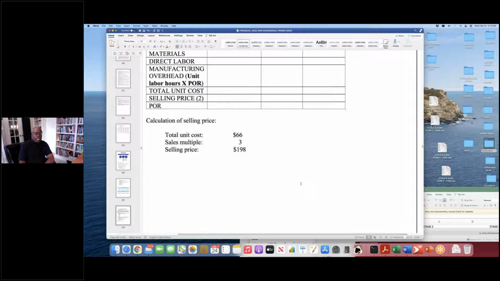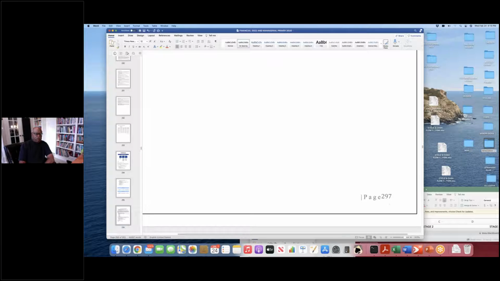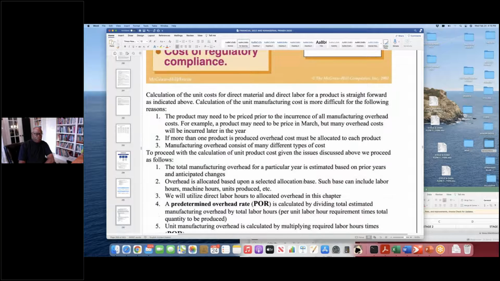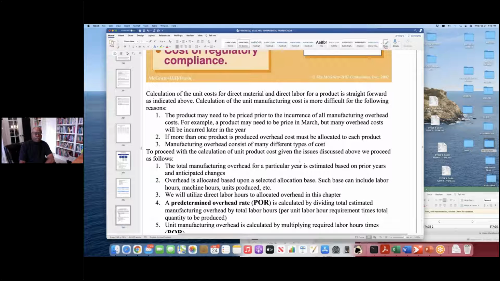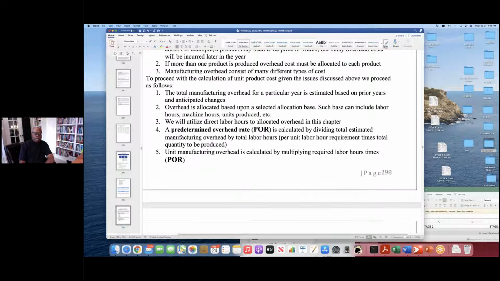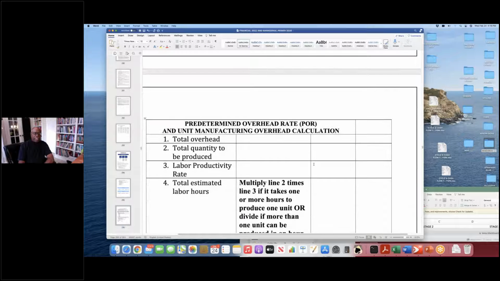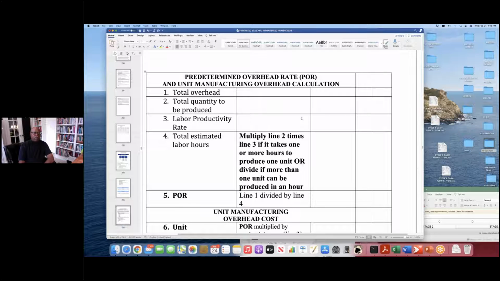And so we had these, and we had this format also. We talked a little bit more about overhead, and so you should have read this. It's estimated, we get a predetermined overhead rate. When we get ready to make journal entries, that's when that predetermined overhead rate will come in for us to allocate the overhead. And so I gave you a template to calculate the predetermined overhead rate and the overhead cost.